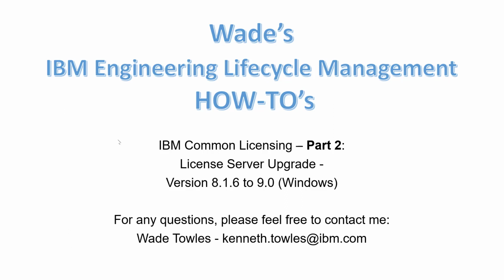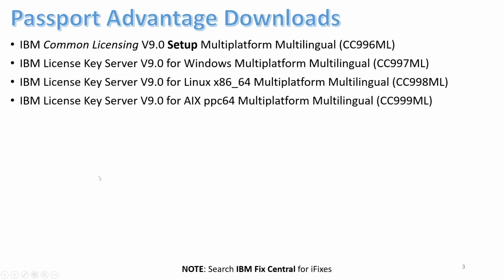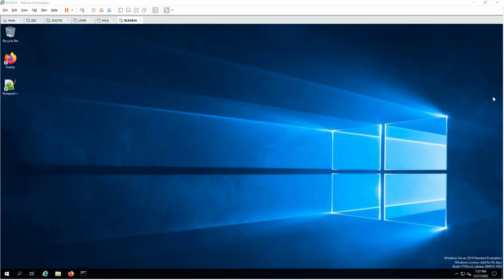Now to do this, it's really only one prerequisite, and that is that you have version 9 of the software. That can be downloaded from your Passport Advantage, and it's just License Key Server v9.0 for Windows multi-platform or for Linux, whichever operating system you're working on. And that's it. That's the prerequisites. There's a few things that are different, and that's what I want to talk to you about today. So let's go ahead and get right into it.